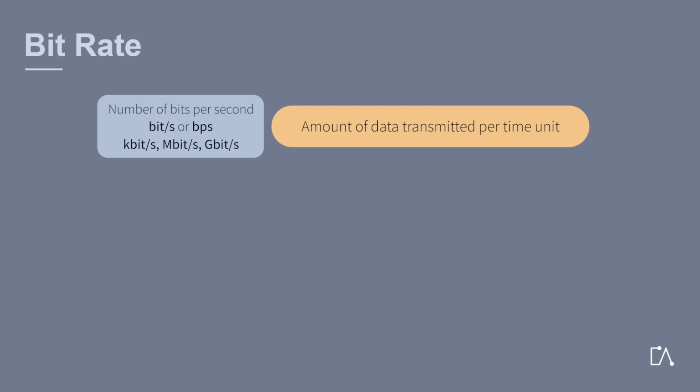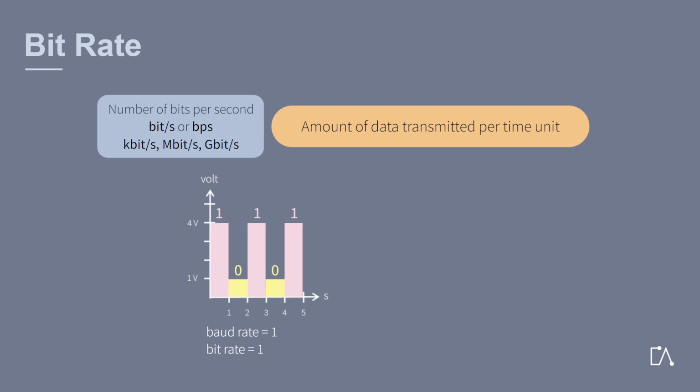Let us now look at the relationship between bitrate and baud rate. The baud rate is discussed in more detail in another glossary unit. Here we can see a diagram with a baud rate of 1. 1 bit is sent every second, so the bitrate is also 1. Baud rate and bitrate can also be different.